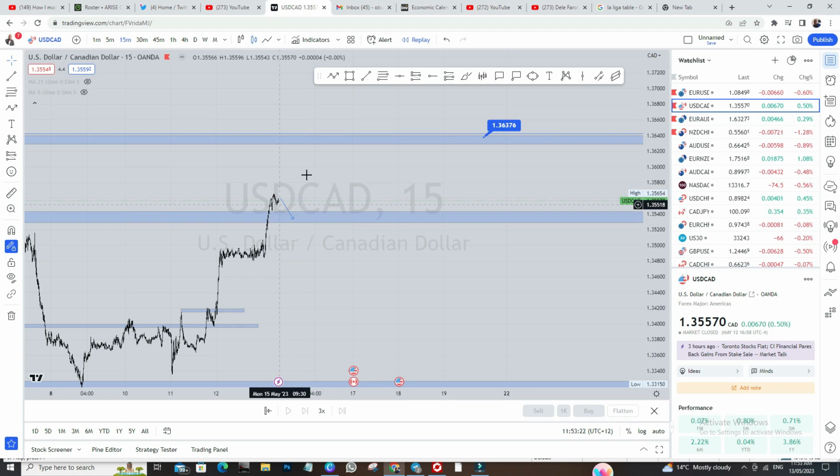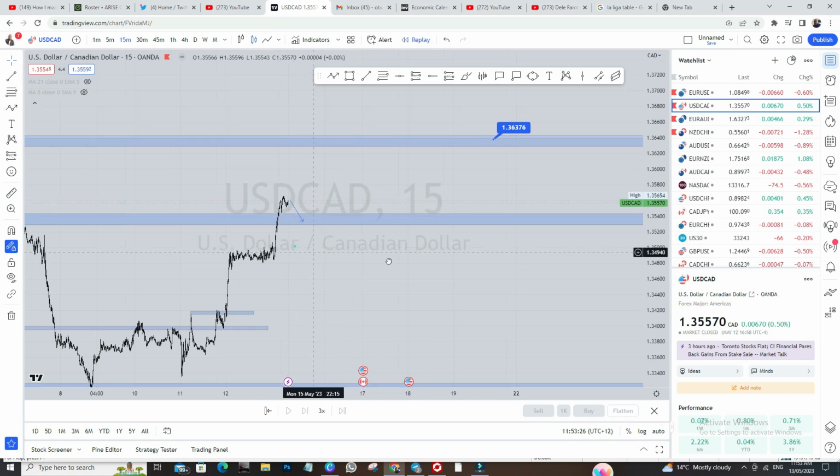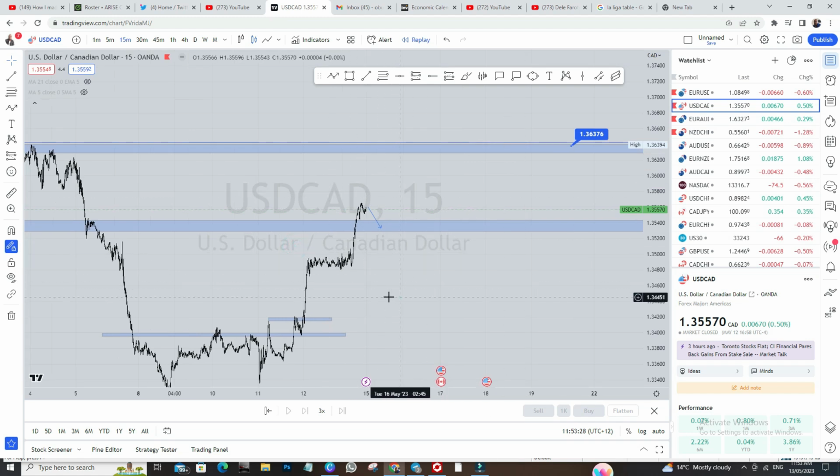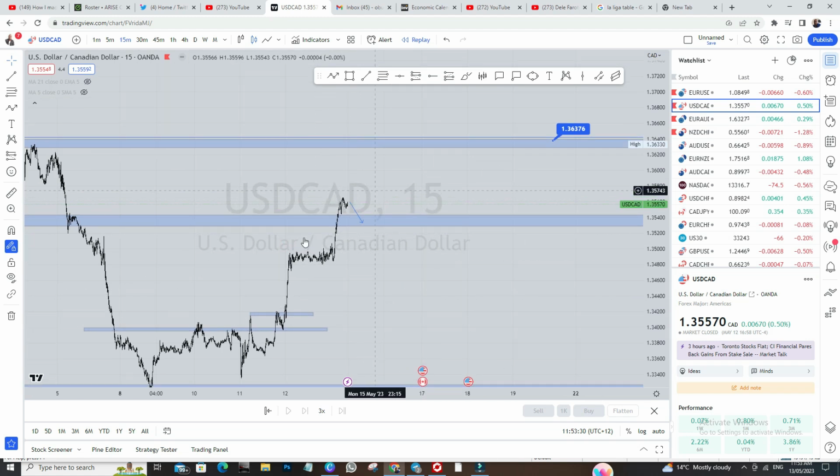So I'm expecting price to head forward, upwards. And the reason why I'm expecting price to push up is that when price pushes up, it means that the US dollar is gaining strength. And to be honest, the US dollar has been gaining strength in the past 15 days or thereabout, about 2 weeks now. How do I know?